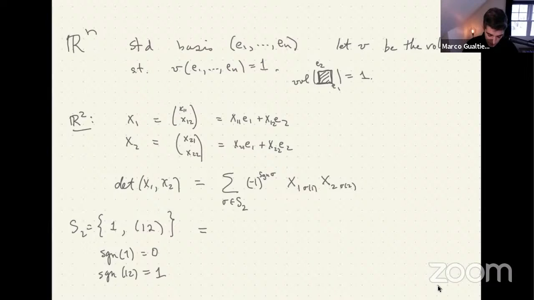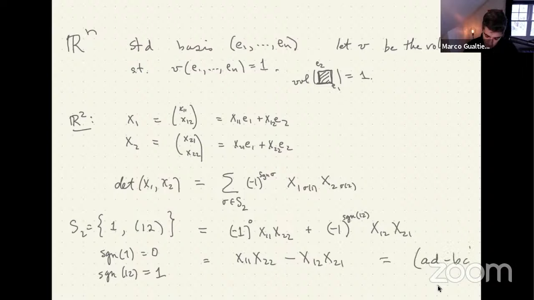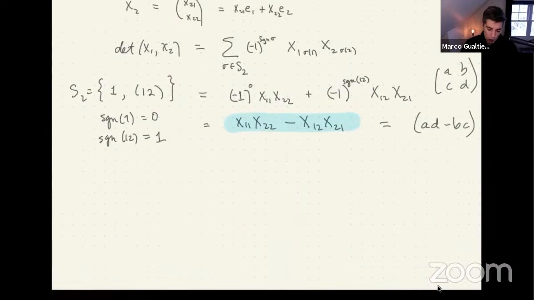Okay, and then the first element is going to be (-1) to the 0 times x11 x22, plus (-1) to the sign of (1 2) times x12 x21. So I get x11 x22 minus x12 x21, which is indeed AD minus BC, if the matrix was like this. Okay. Let me do just one more example.